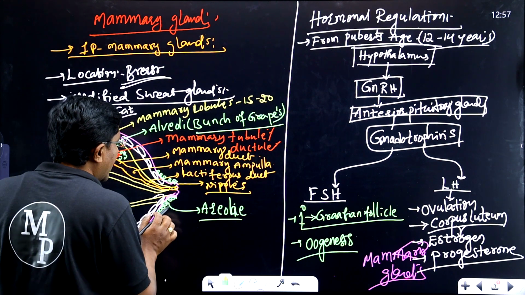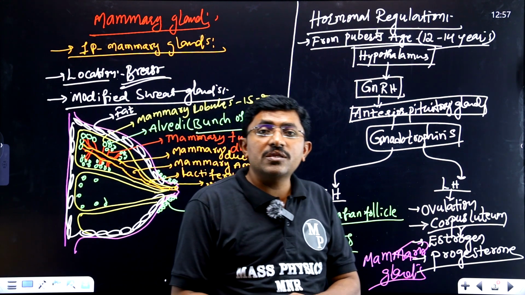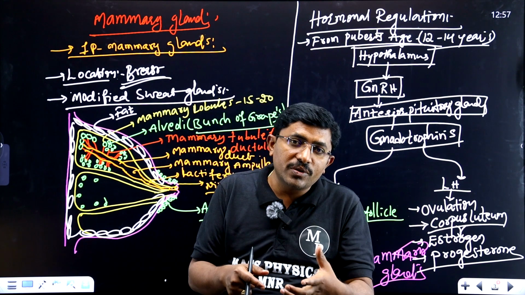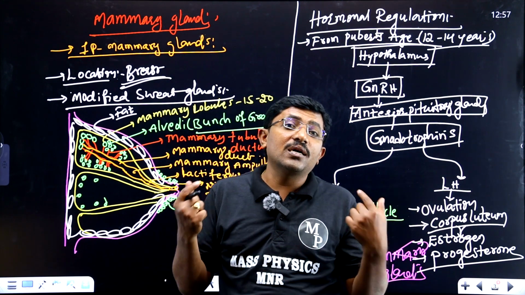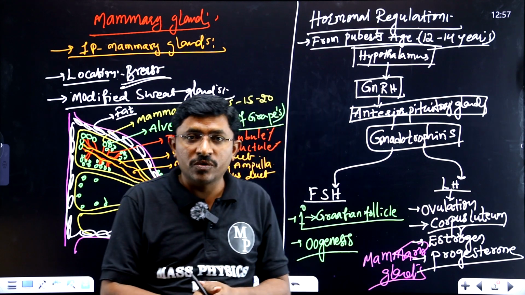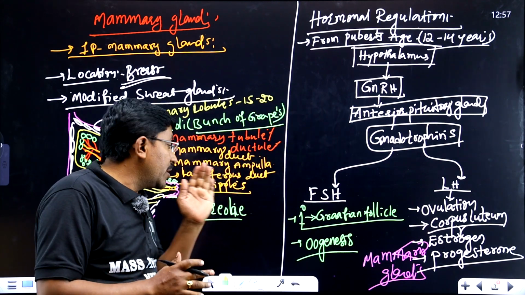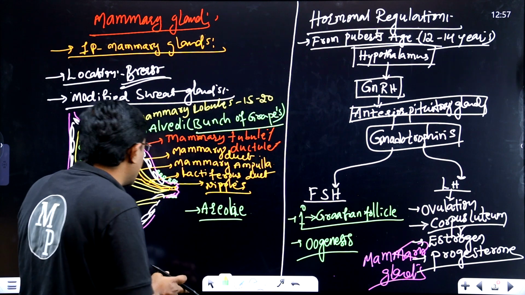See, these areolae in some persons appear in black or bluish color. In some persons, the area surrounding the nipple is gray in color. It depends on the pigmentation within the body of that person.